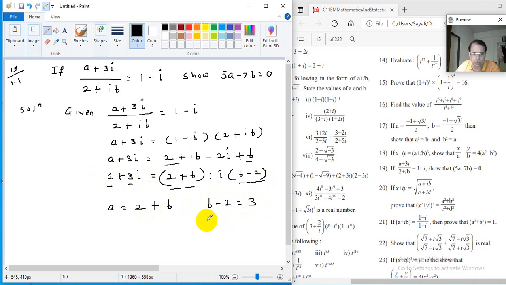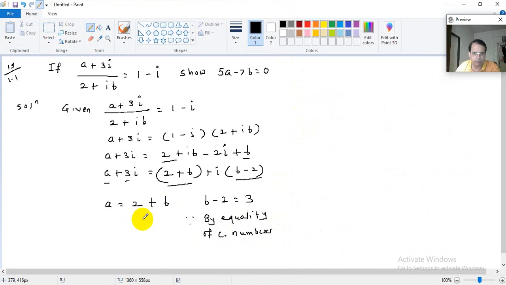Now see what happened: if b minus 2 is 3, then b is 5. Let me erase this first: what we have written, a is equal to 2 plus b, by equality of complex numbers. I will enlarge this so that we can use the whole screen. So now I will write this as 1 and this as 2. Now from 2, b is equal to 5, because I can take that minus 2 to this side, so it becomes 5.